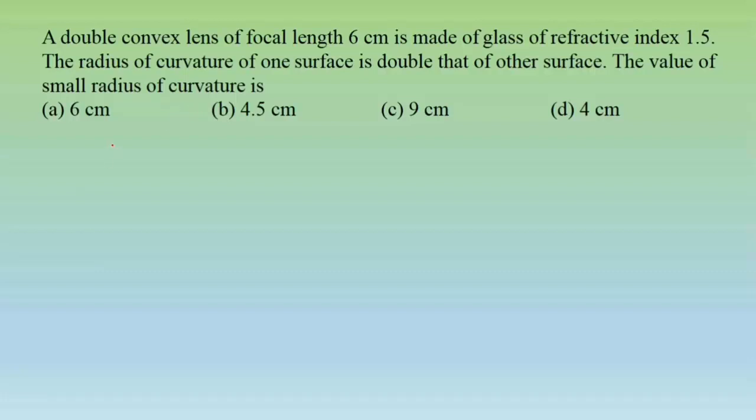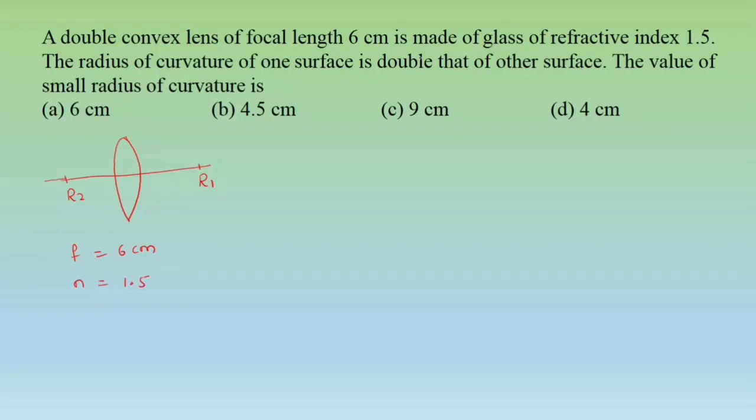So this is a convex lens, that means it is thicker at the center than at the edges. The first surface is having radius of curvature on the right side. Let us take it as R1. The second surface is having radius of curvature on the left side. Let us take it as R2. So in the problem, focal length is given, that is 6 cm. Refractive index is given, 1.5.